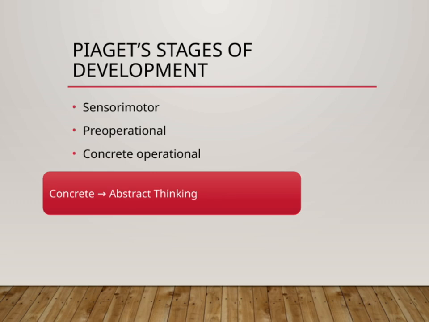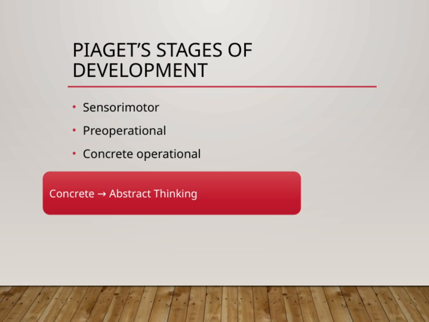Next is the pre-operational stage, where they begin to use language and develop symbolic thinking, but their thinking is still quite egocentric and limited in logic. Moving into the concrete operational stage, kids become more capable of logical thought about concrete objects and events. They can understand concepts like conservation and reversibility.